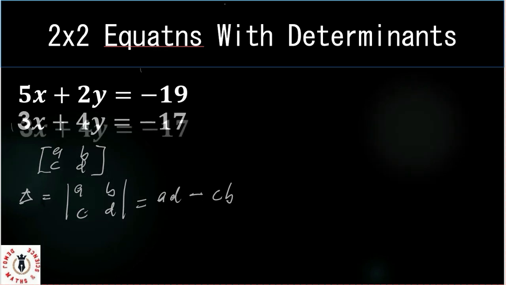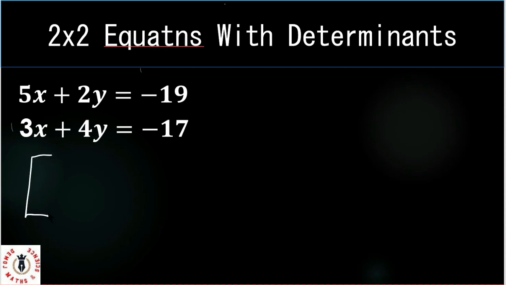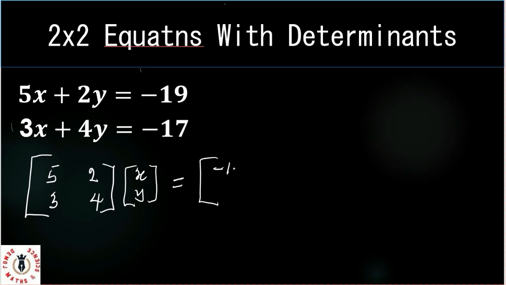Now let's get into the question of today. There are different ways you can find these unknown variables. You can use the elimination method, you can use the substitution method, but in this example, we'll be using determinants. Now, the first thing is I want to rewrite this as a matrix. So if I write this as a matrix, this will become 5, 2, 3, 4 being multiplied by x and y, which equals minus 19 and minus 17.